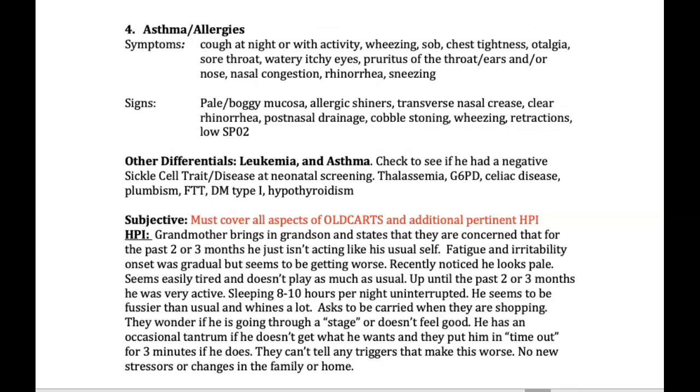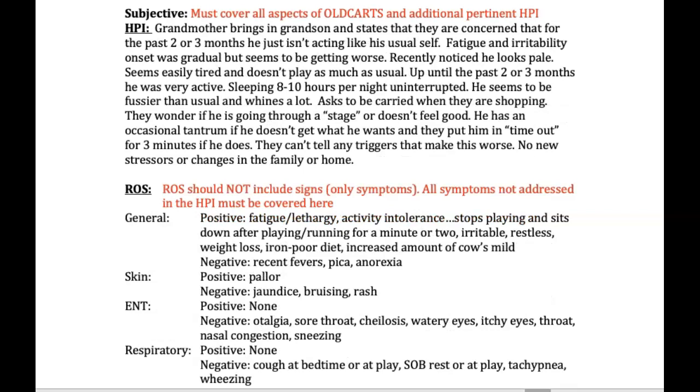Other differentials you may have included would be thalassemia, G6PD, sickle cell disease, plumbism, failure to thrive, type 1 diabetes, hypothyroidism. Again, if you weren't considering leukemia or asthma, make sure you add that to your expanded list of differentials, and you'd want to at least see that the child had a negative sickle cell trait, sickle cell disease, on their newborn screening. We have our differentials with our very expanded list of symptoms and signs. Then we're ready to begin our HPI.